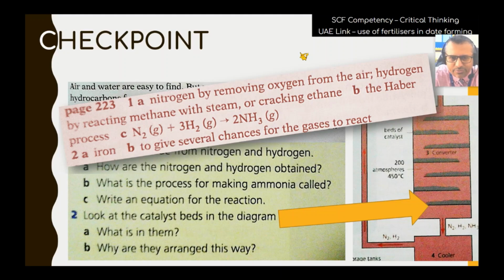So the answers to the questions: well, nitrogen is made and supplied by removing oxygen from the air. Hydrogen is supplied by reacting methane with steam or cracking ethane. The name of the process is the Haber process.